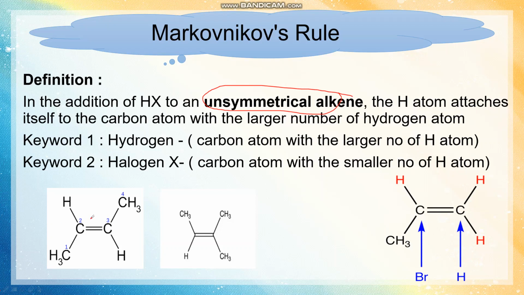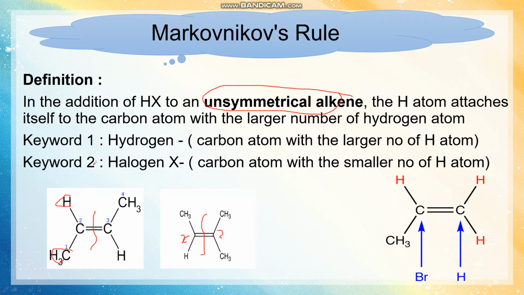As you can see here, carbon number 2 and carbon number 3 is what we call a symmetrical alkene, because carbon number 2 and carbon number 3 have the same substituents, which are one hydrogen and one methyl group. As for this one, this is an unsymmetrical alkene because carbon number 2 and carbon number 3 have different substituents. And you have to know that Markovnikov's rule only applies to unsymmetrical alkenes, because if you react a symmetrical alkene with hydrogen bromide, for example, it will form the same product.